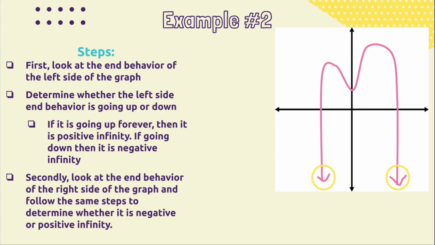After that, you're going to look at the end behavior on the right side of the graph and determine whether it is going up or down. Again, if it is going up forever, then it is positive infinity. If it's going down forever, then it's negative infinity. Once you have determined if it's negative or positive infinity, you will write it down in limit notation form. So our final answer for this example will be: as x approaches negative infinity, g of x will equal negative infinity. And as x approaches positive infinity, g of x will equal negative infinity.